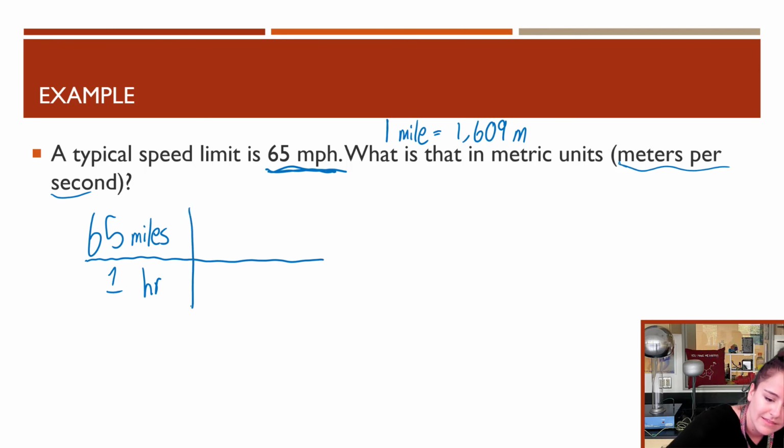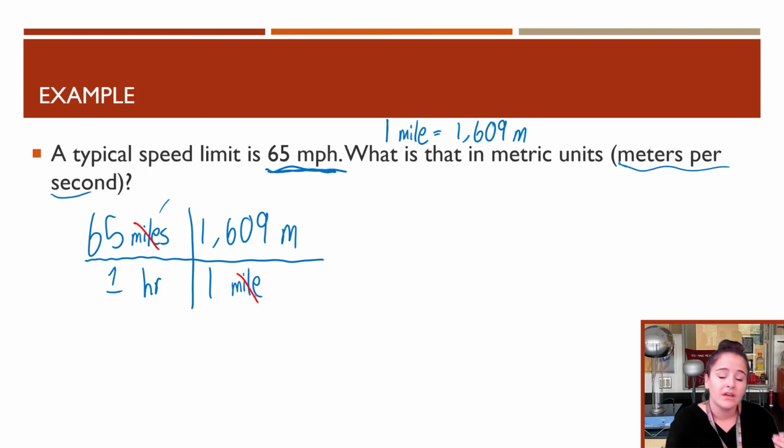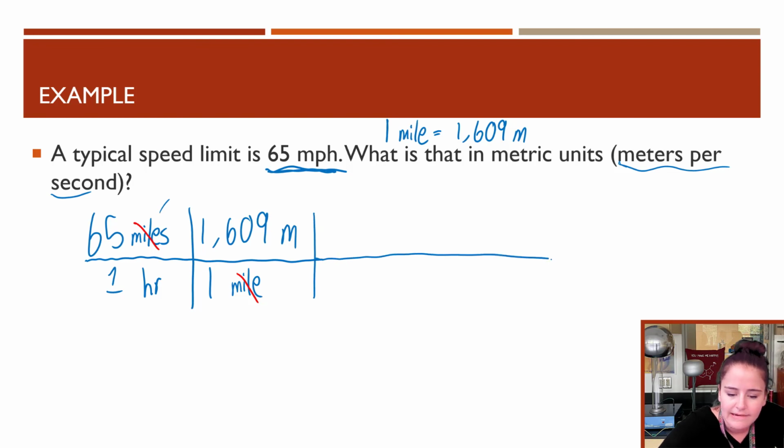But let's deal with the distance first. So I want the mile to cancel out, so I'm going to put 1 mile on the bottom and then 1,609 meters on top. So right now, the miles units cancel out. I could solve it out, and I would know how many meters per hour the speed is. But I want meters per second. So now I need to convert the hours to seconds.